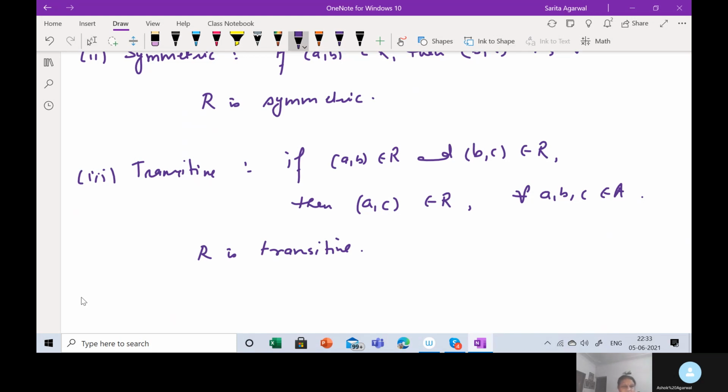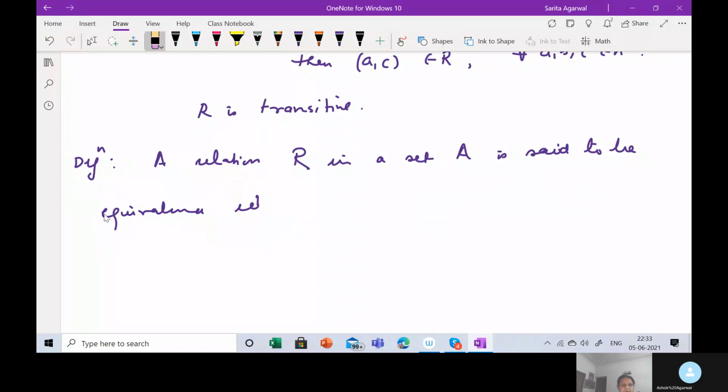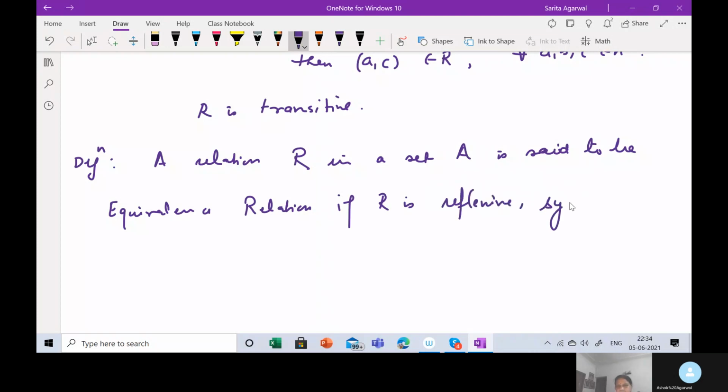A relation R in a set A is said to be an equivalence relation if R is reflexive, symmetric, and transitive.